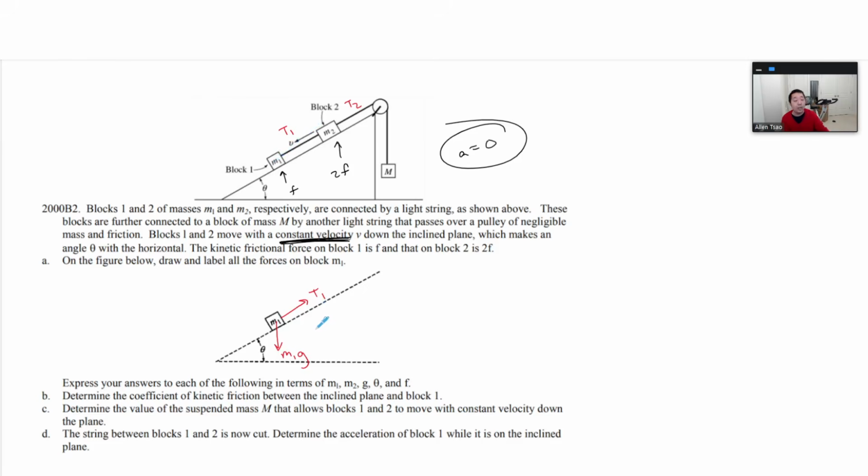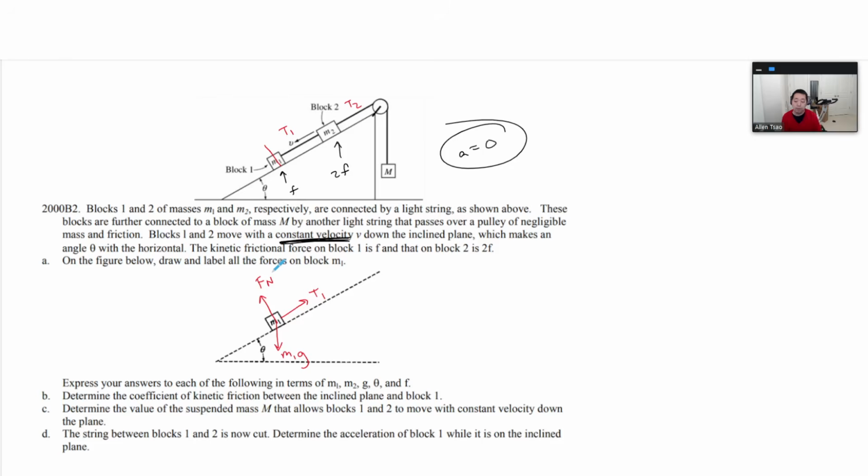What else is touching block M1? The ramp. It's physically touching the ramp here. So the ramp is a surface, providing a normal force. What's the direction? Perpendicular to the surface like that. Normal force this way.